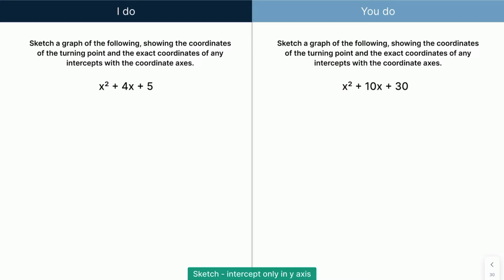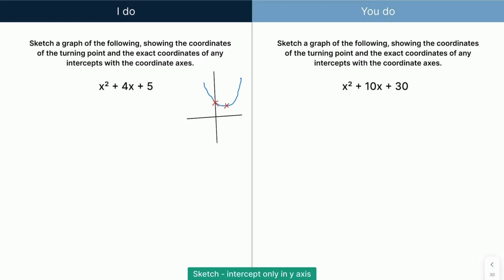Now moving on, it says sketch a graph of the following showing the coordinates of the turning point and the exact coordinates of any intercepts with the axis. With graphs, there can be a few points of intercept. Just to quickly sketch something out: with a graph like this, there's only one point of intercept, which is that one there with the axis. The only other point we need to sketch this graph really is the turning point.